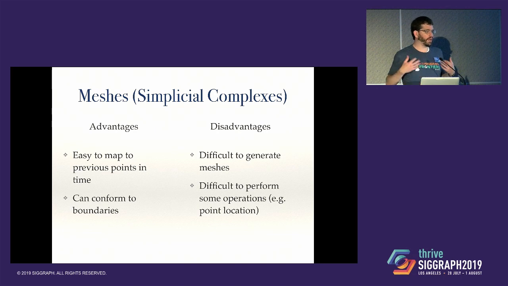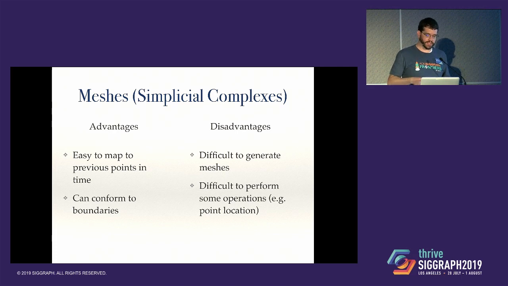Meshes that we adopt in computer graphics are typically simplicial complexes. Simplicial complexes are either triangles in 2D or tetrahedra in 3D, and you can have higher order simplicial complexes, but I don't run many simulations in 4 dimensions. The advantage of simplicial complexes is that it's really easy to map to previous points in time. This allows us to compute deformation gradients very easily. It's also possible, though not really easy, to conform your elements to boundaries.